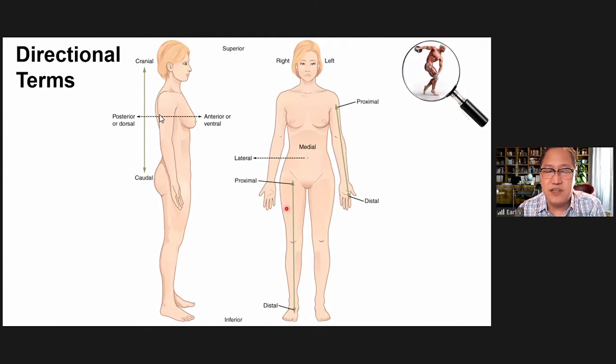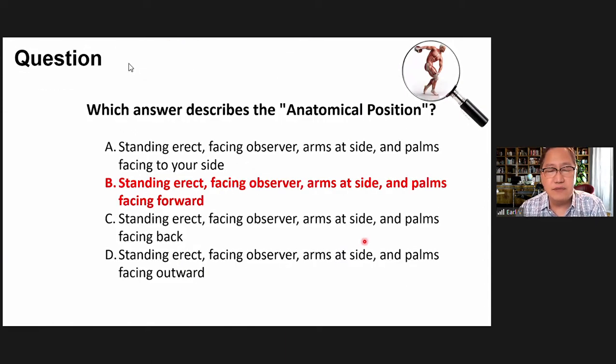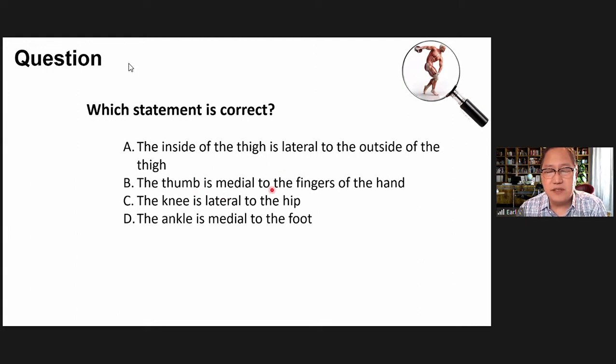Okay? You have to really understand this anatomical position. Kahit nakahiga siya, nakataob, fetal position, alam nyo na kung ano yung medial or lateral. Alright? So this is just an idea. Okay, so let's go back. The thumb is medial, so it's lateral. The knee, how about this one? C, is this correct or wrong? Yes, Doc. C is correct. Correct or wrong? Yes, Doc. Correct. The knee is lateral to the hip.